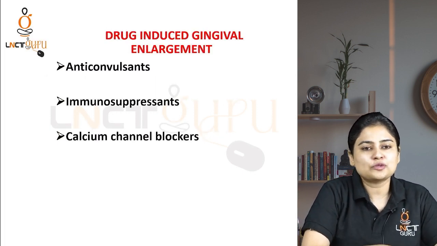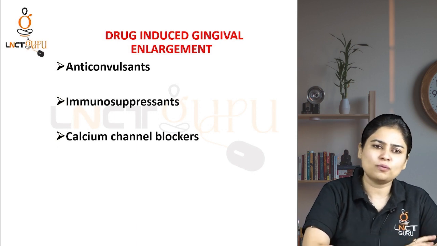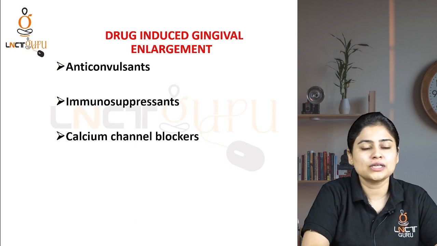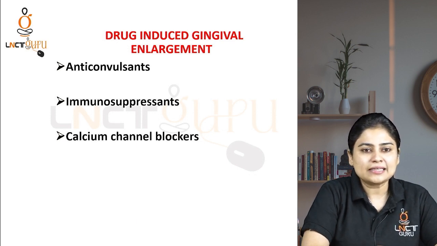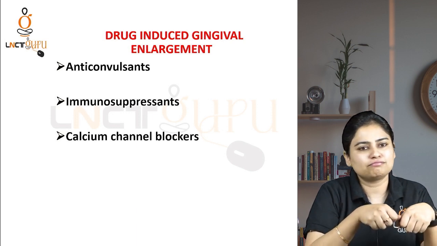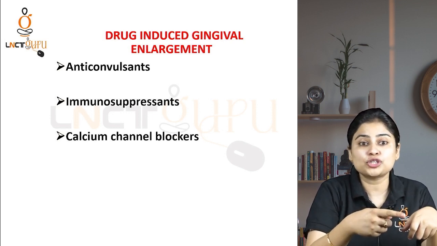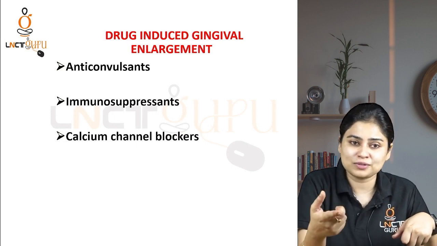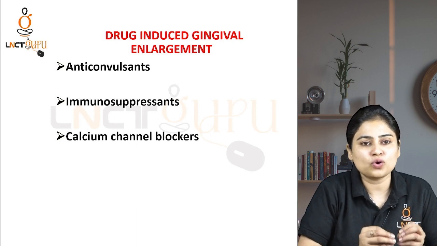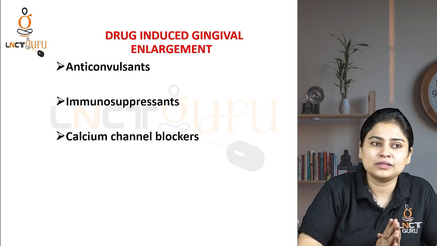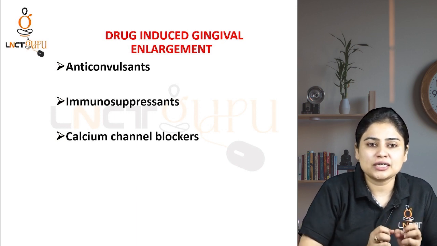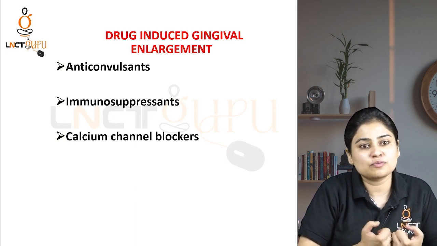Another type of enlargement is drug-induced enlargement. Very common potential questions that are asked in the MCQs. In the inflammatory enlargement, we read that the reason is plaque and calculus causing inflammation. That inflammation gets aggravated and forms overgrowth. What happens in drug-induced enlargement is that certain drugs are potentially capable of causing enlargement. For example, anticonvulsants, immunosuppressants, calcium channel blockers. The patient under these drugs, their gingiva gets modified.